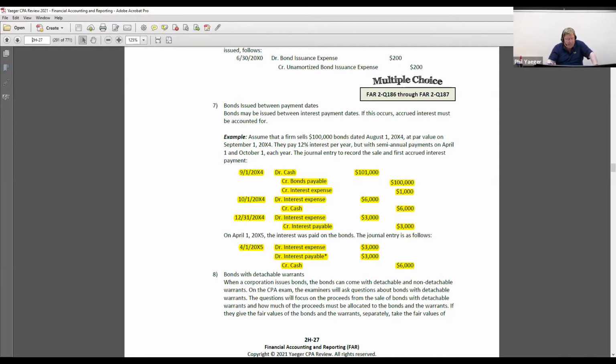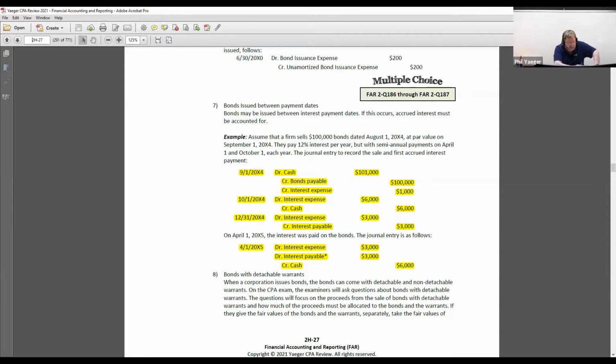But on September 1st, when I sell you bonds, what's going to happen? At the end of 6 months from the date of the contract, I'm going to pay you 6 months interest. But if you bought the bonds 1 month after the date of the bond contract, you're only entitled to how many months of interest? 5 months. Do you see that?